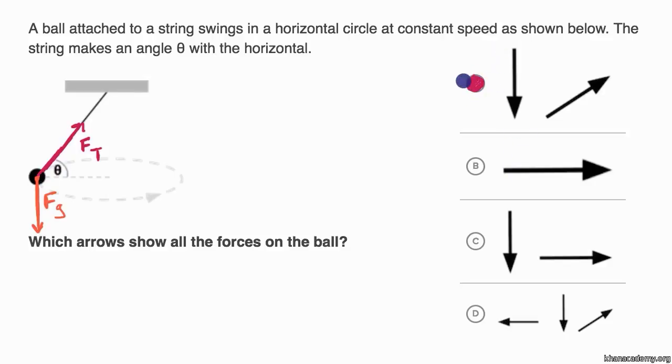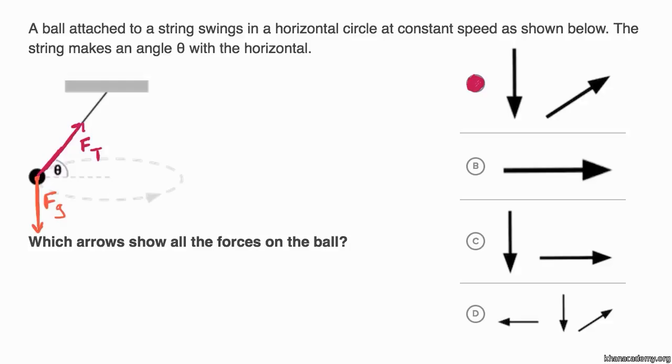Now, some of you might say, wait, hold on a second. Isn't there some type of a centripetal force that keeps the ball going in a circle, that keeps it from just going straight off? And then isn't there some type of force that counteracts the actual force of gravity? And the answer to the question is yes, there is, but those are really just components of the tension.